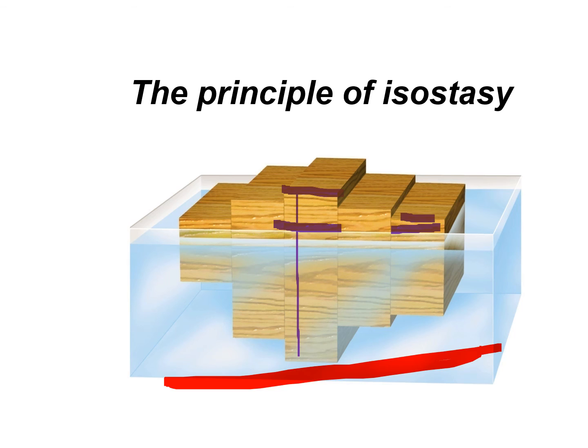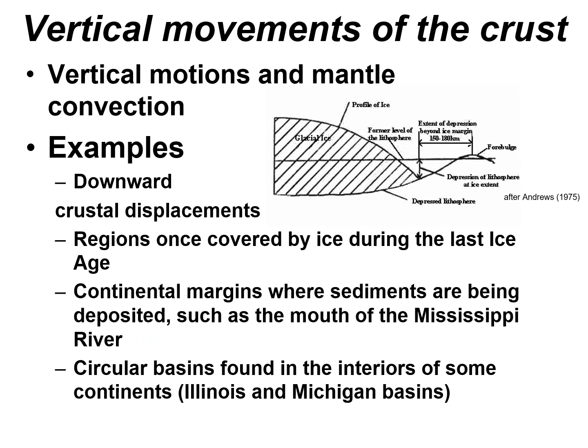But if, let's say, we shave an inch off the top of that block, the rest of it would spring up. And so again, these are isostatic adjustments. We get some vertical movements that may be involved in lots of things we see across the edges of the plates and their interiors as well. This is especially true for areas that were glaciated during the Ice Age.